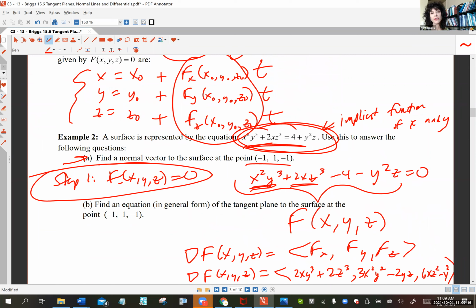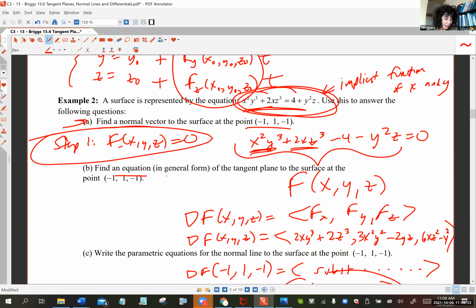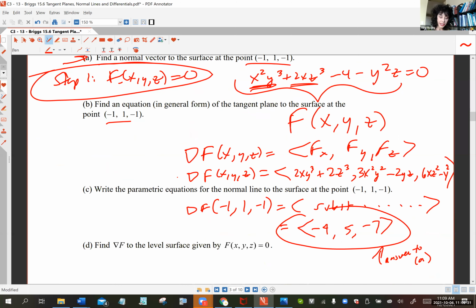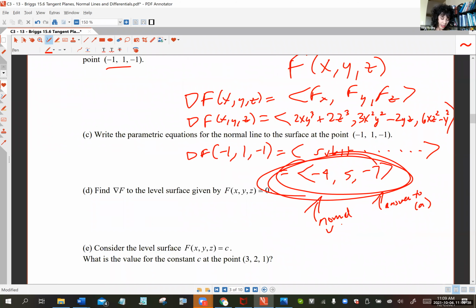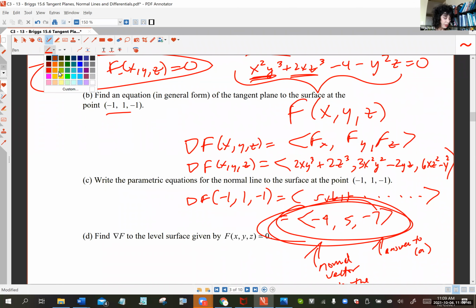And we're going to use this vector to help us do the next two parts. It's going to be very useful. So we're going to find an equation in general form for the tangent plane to the surface at this same point. Great. We have all the ingredients. This right here is a normal vector to the plane. So you already got them. And you already got the point on the plane. So now you already know everything about plane equations from the last couple months. You just use all that and put it all together.